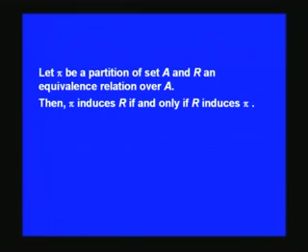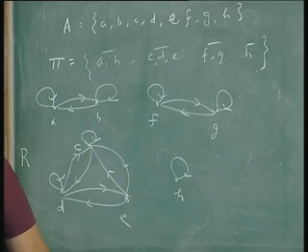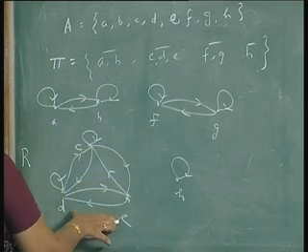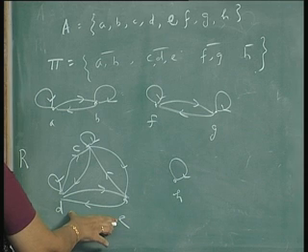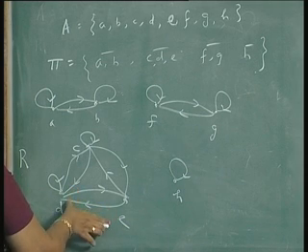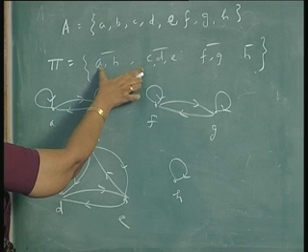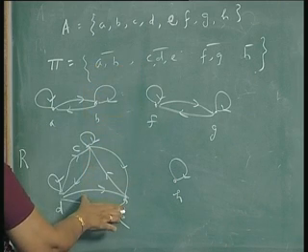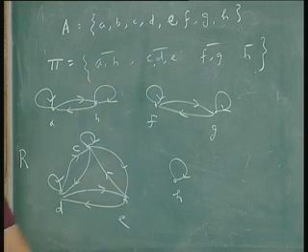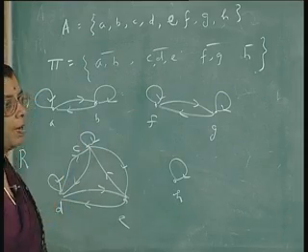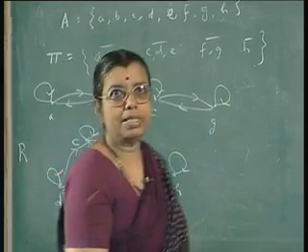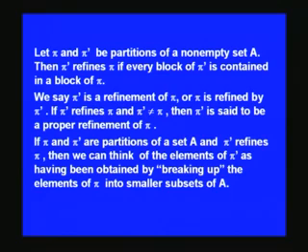and this is the equivalence relation R. Pi induces this equivalence relation R and you can see that R induces this partition on A, this partition pi on A. So, pi induces R if and only if R induces pi. So, this is the correspondence between equivalence relations and partitions.